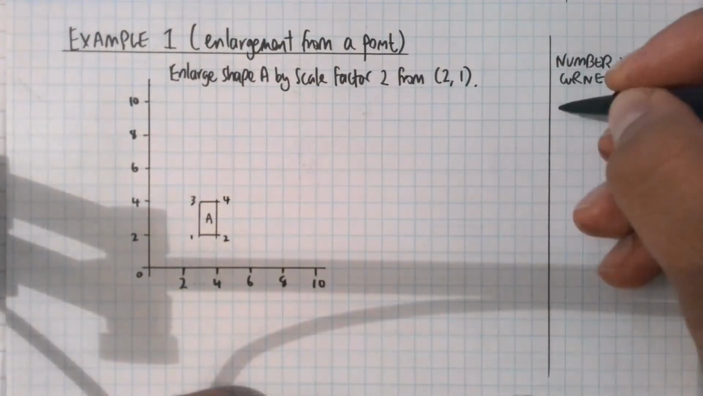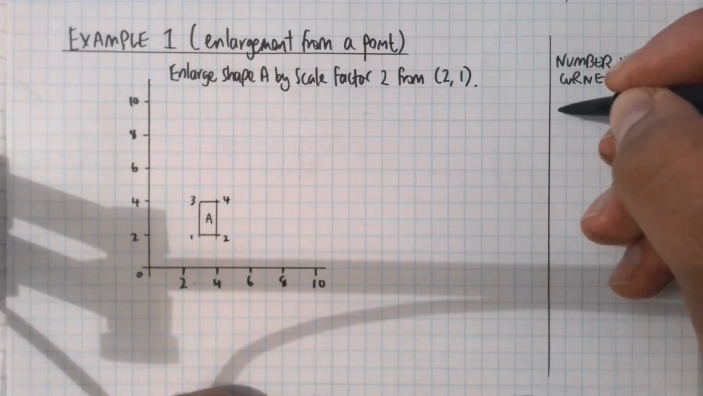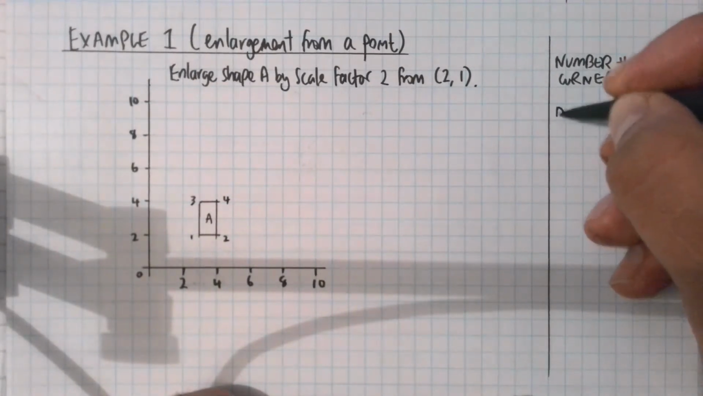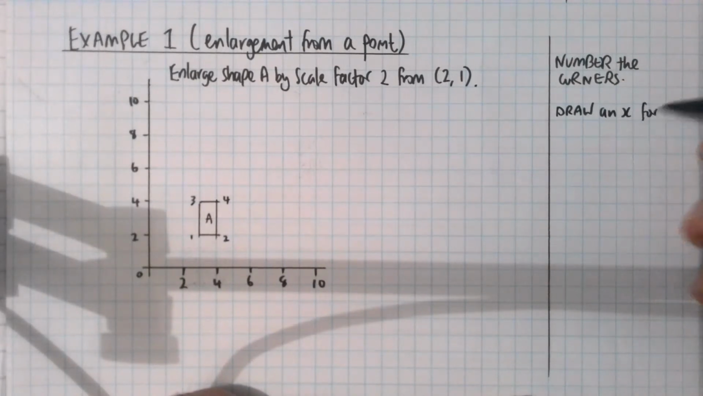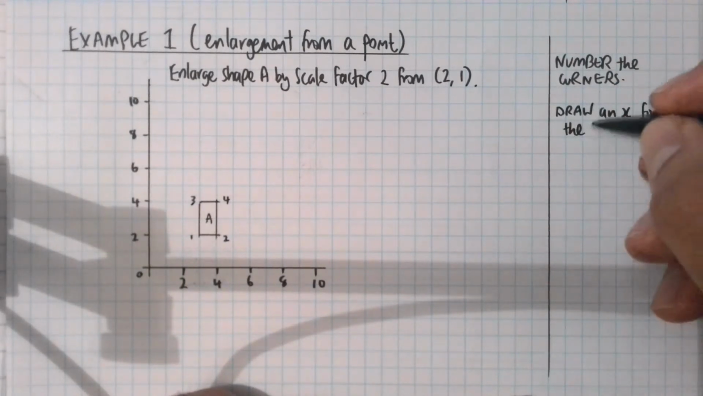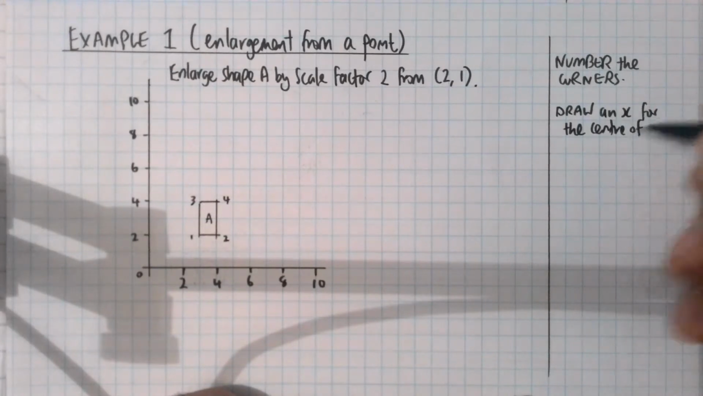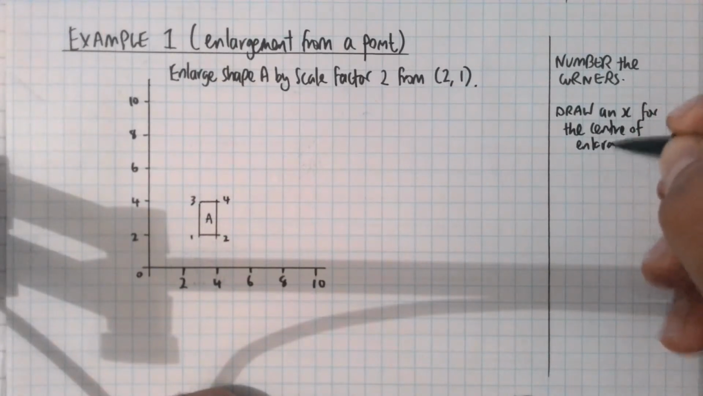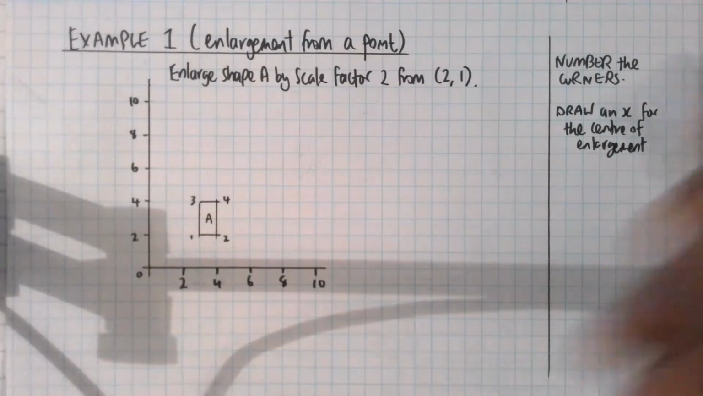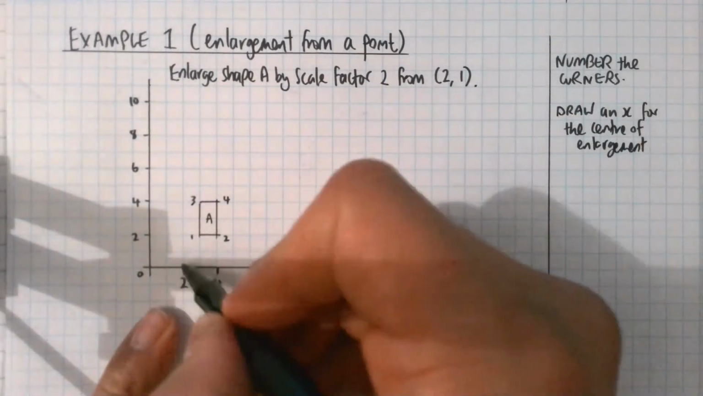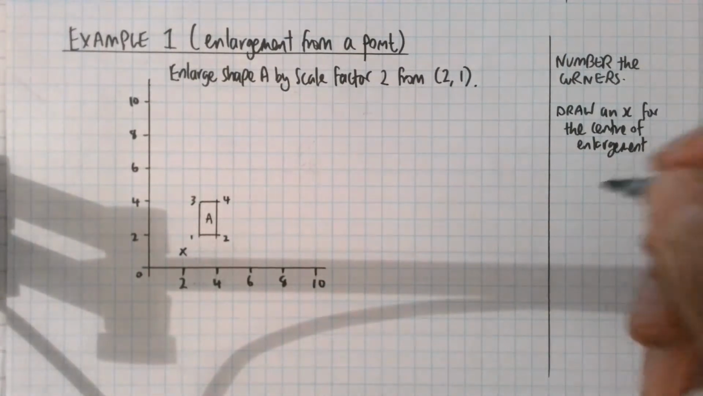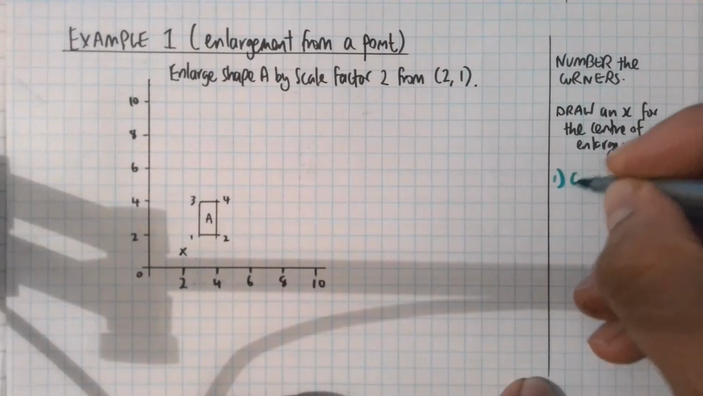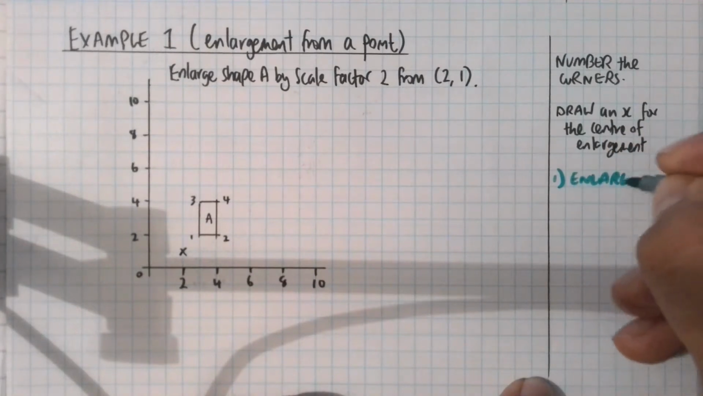Alright, so we're going to number the corners, and then we're going to also identify where the center of our enlargement is going to be. So I'm going to draw an X where the center is, and it's given in the question. It's 2 and 1, so it's going to be 2 across and 1 up, and I'm going to draw an X. So that's the center, can't forget that. So we're going to have different steps here. So the first step is to enlarge corner 1.